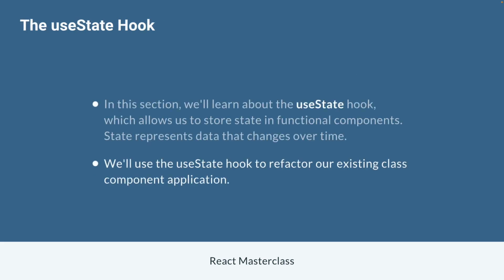This is perhaps the most popular, most widely used hook. And what it allows us to do is to store state in functional components. As a reminder, state represents data that changes over time. And this is going to work exactly like this.state works in class components. It's going to work the exact same way, even including the fact that when a piece of state changes, React will automatically re-render the component and the associated JSX. But now we're going to see how we can use these hooks inline within our React functional components, right?